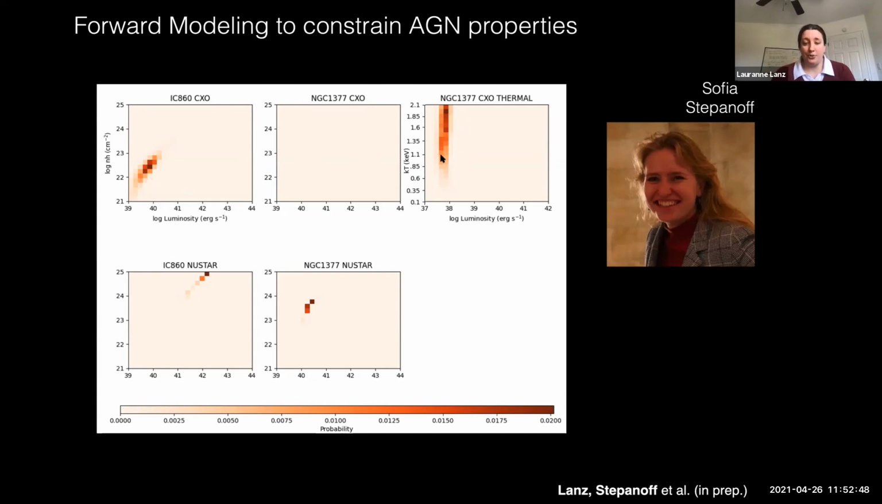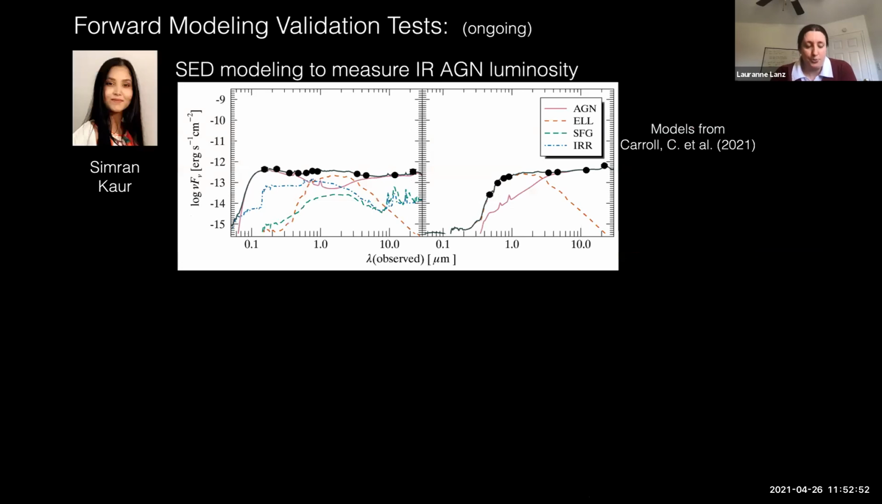So two other ways that we're looking to figure out how reliable all of this is, work that is currently ongoing. So Simran Kaur is looking at this from a different approach. She's been measuring UV to mid-infrared SEDs of these 14 galaxies and is currently starting to fit these SEDs using models of Chris Carroll, which I'm showing here, which put together different components to give you an idea of the infrared AGN luminosity for these galaxies.